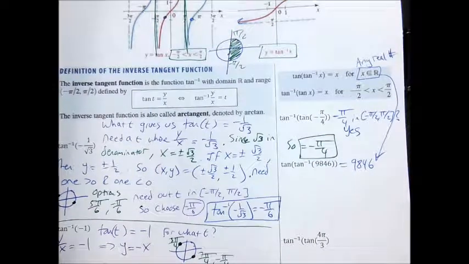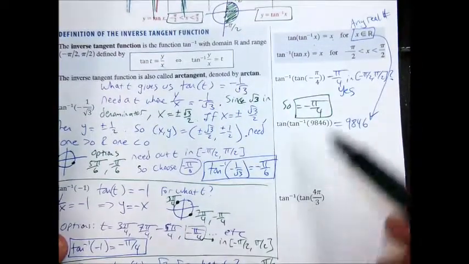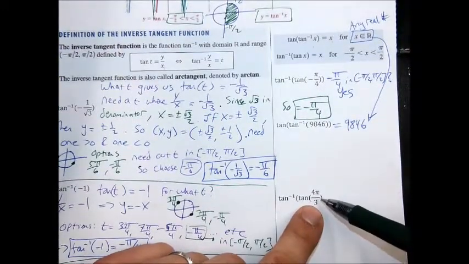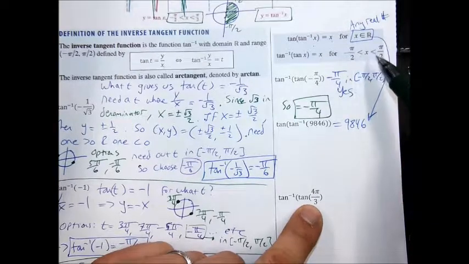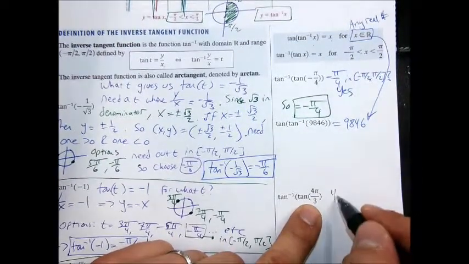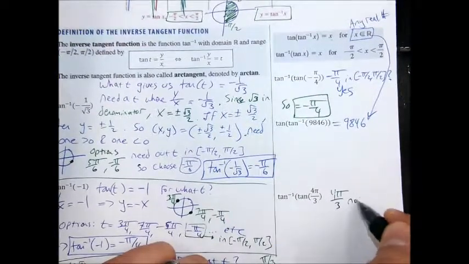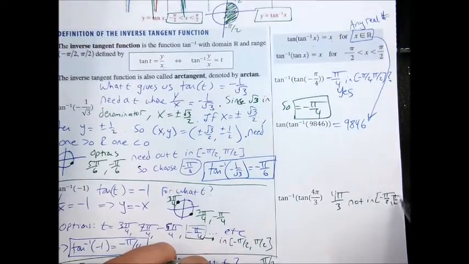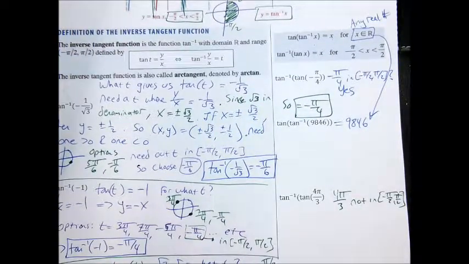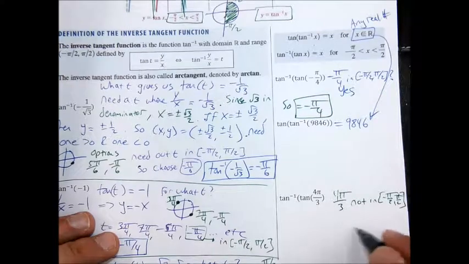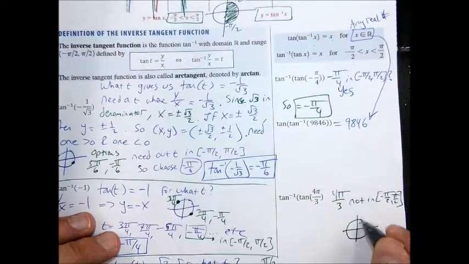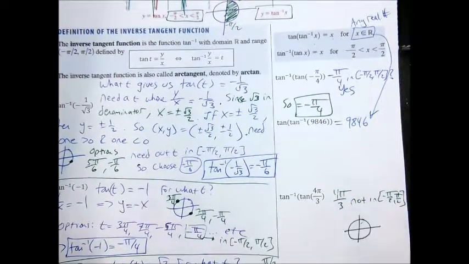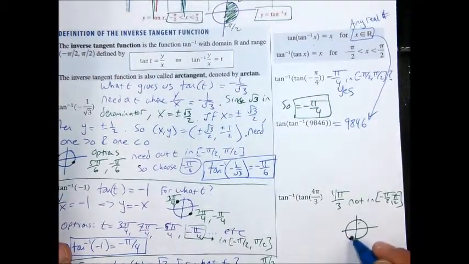All right, last one. This is the same as the first type example, but the problem is 4 pi over 3 is not in between minus pi over 2 and pi over 2, right? So 4 pi over 3 is not in the correct interval. And so let's just figure out an angle that is in the correct interval. So let's think about where 4 pi over 3 is. 4 pi over 3 is one step of pi over 3 past pi. So that's down here.